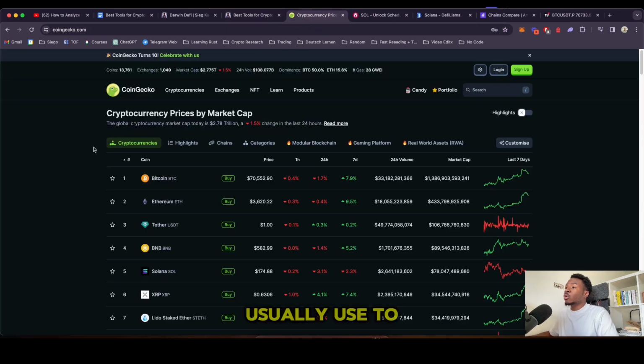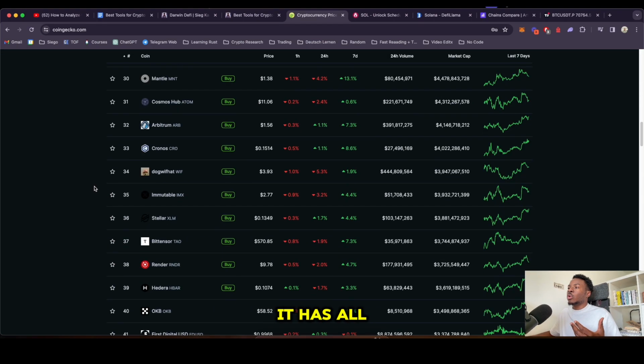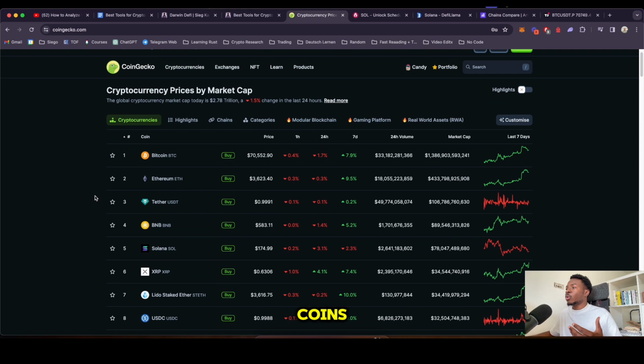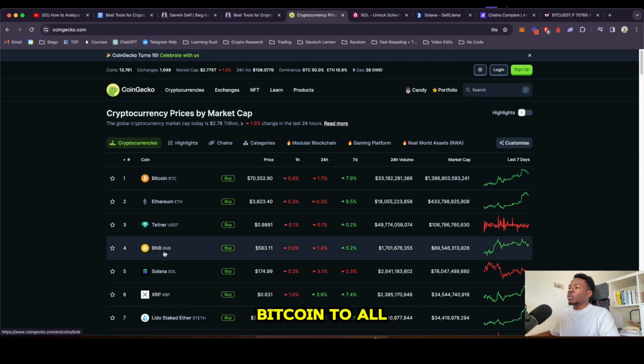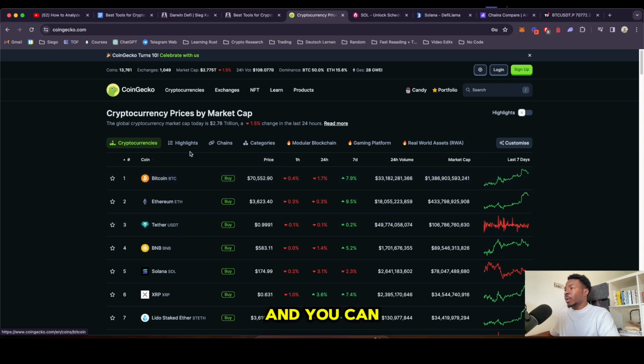Yeah, so the first tool that I usually use to start a crypto research is this tool called Coingecko. And what Coingecko does is basically it gives you a list of about 13,000 crypto projects, right? And it's a very good website to start your analysis. And as you can see, it has all these metrics about a lot of coins. So basically, you have a list of all these coins, from Bitcoin to all the other altcoins, and you can see a lot of metrics here.